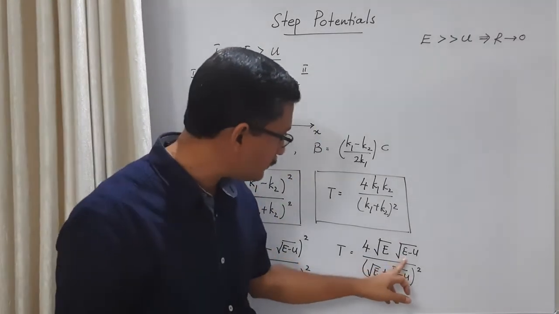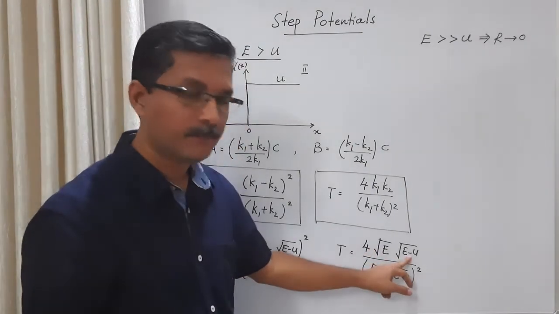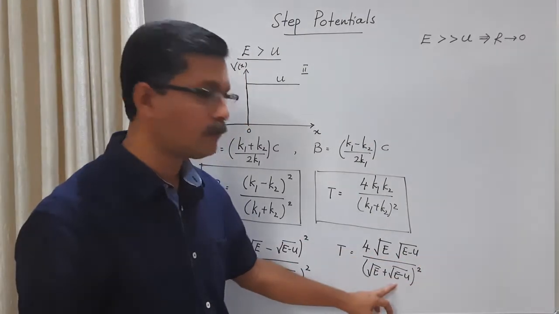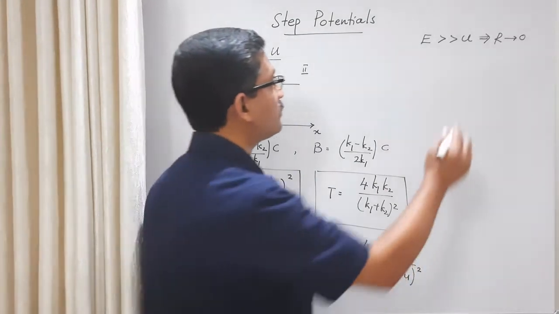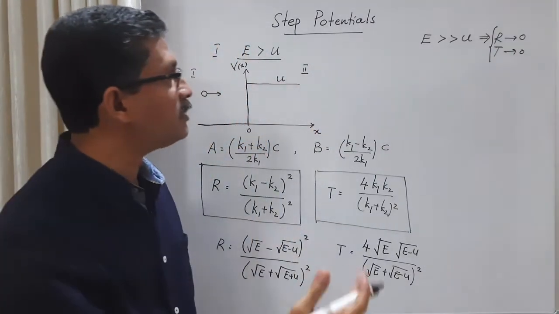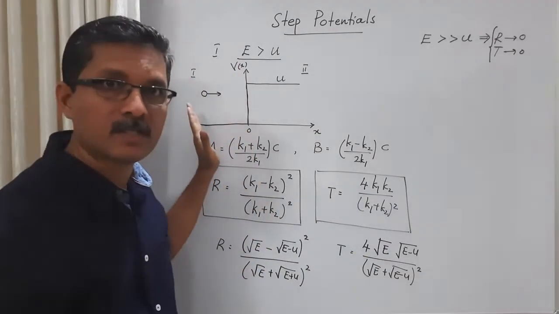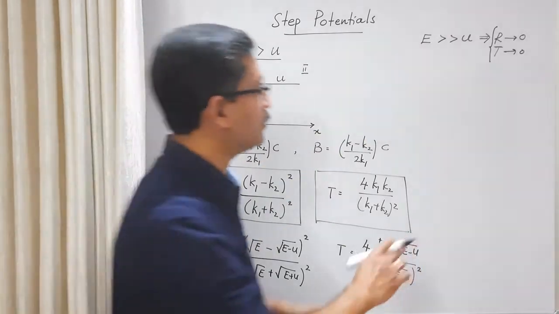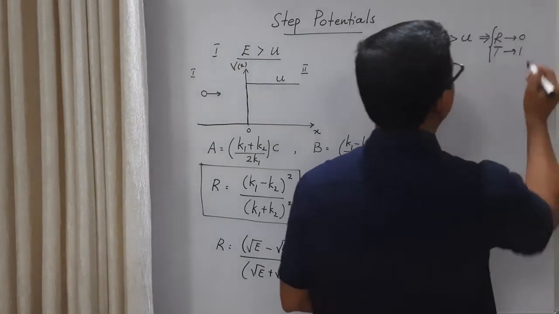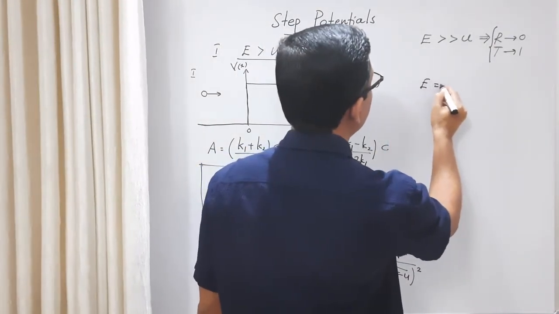So let us see. If energy is very much greater than U, this U you can neglect. So we have in the numerator root E times root E, so 4 times E. In the denominator, root E plus root E will be 2 root E. When you take the square, we get 4 times E. So 4 times E divided by 4 times E, we get transmission probability tending to 1 in this condition. So when energy is very much greater than the height of the potential barrier, there is no reflection, all the particles will be transmitted. Transmission probability is 1.